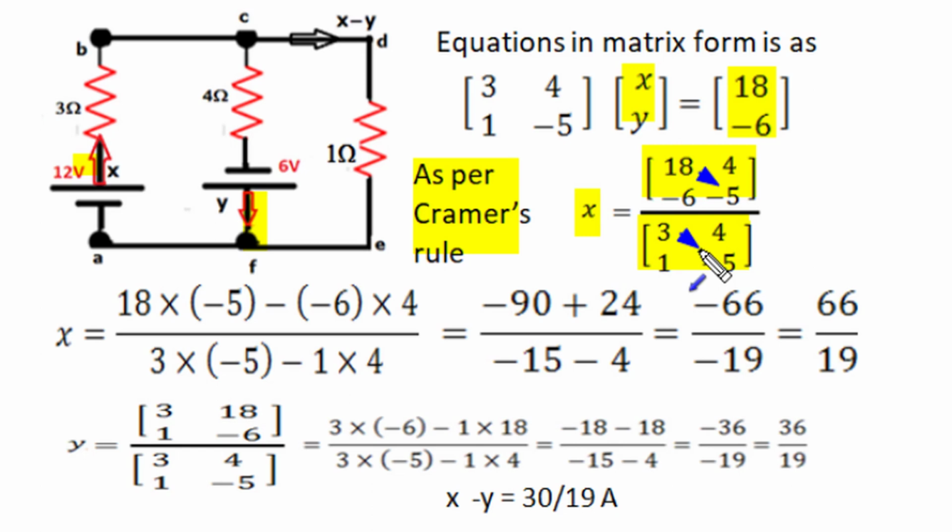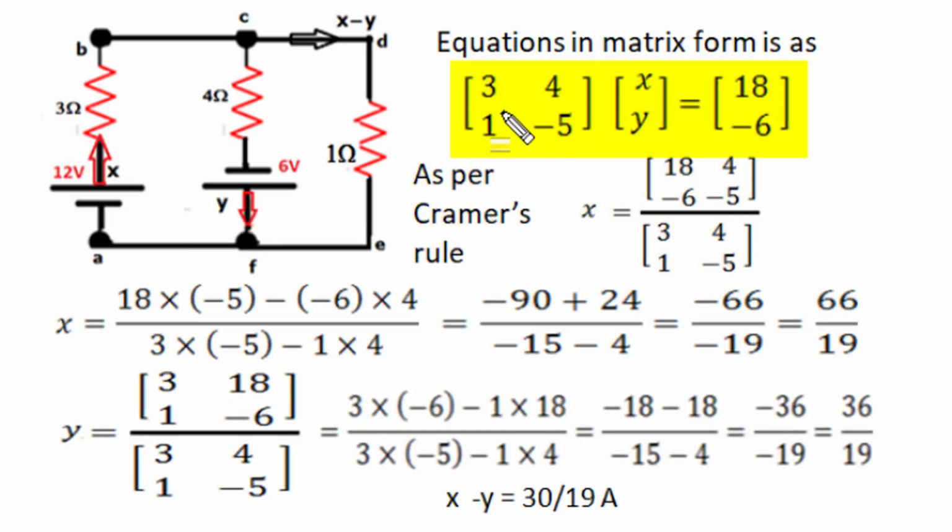the denominator matrix, 3 and minus 5 diagonal elements are multiplied without sign change, and off diagonal elements are multiplied with sign change. So it becomes minus 15 and minus 4, minus 19, and the numerator calculation becomes minus 66. So the minus sign cancels out, my x current will become 66 by 19, and the positive answer indicates that the assumed current and real current are in the same direction, and this current of 3 ohm is 66 by 19 ampere.